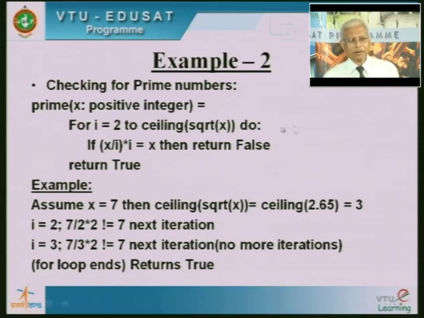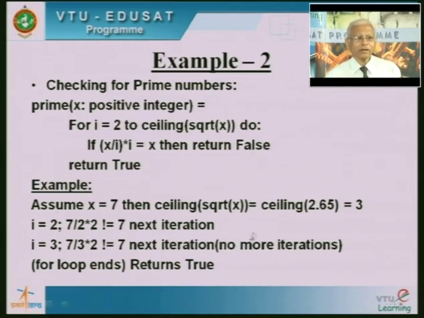Checking for a prime number. As you know, a prime number is one which is divisible only by 1 and itself. Now, given a positive number, the input is a positive number, so a negative number will not be there. Then for i equal to 2 to ceiling of square root of x, do: if x by i into i equals x, then return false, it is not a prime number. Ceiling means rounding up, I will explain that.